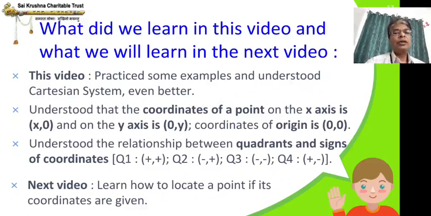And in the next video, learn how to locate a point if its coordinates are given. Now what happened? The points were given and we identified the coordinates in the last 2 videos, this video and the previous video. In the next video, we are going to see, when the coordinates are given, how to locate the point. It is just the reverse of that, very simple. When we go to the next video, we will be able to understand thoroughly.